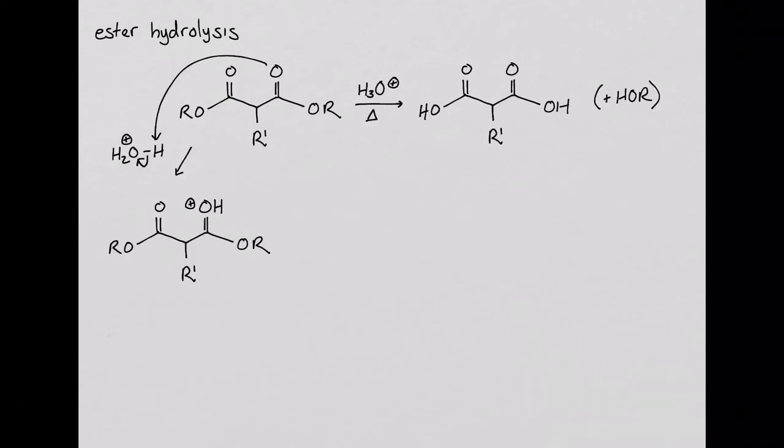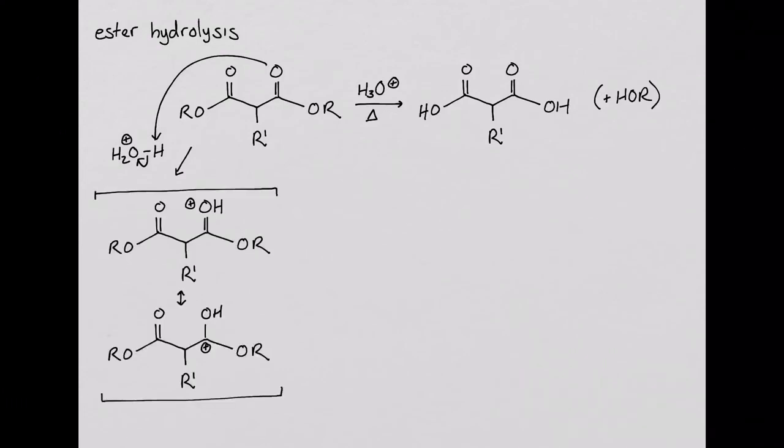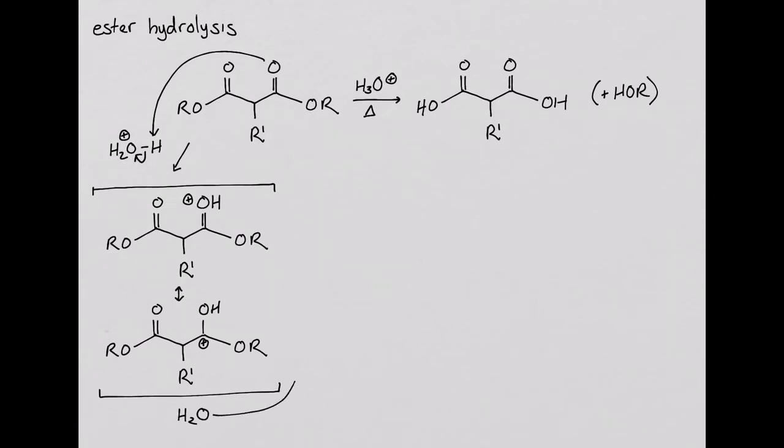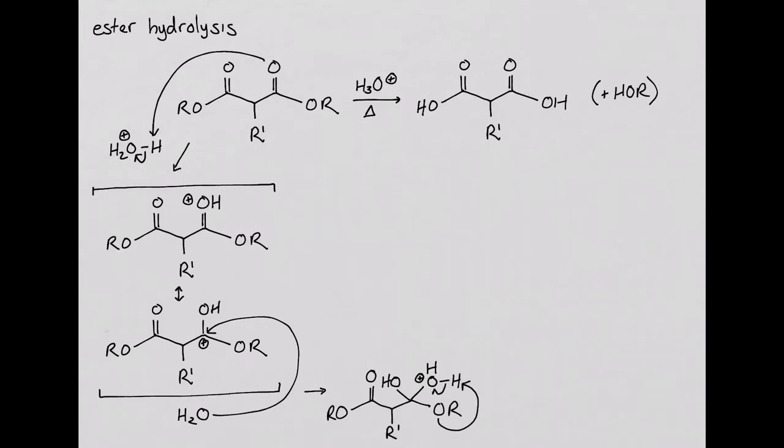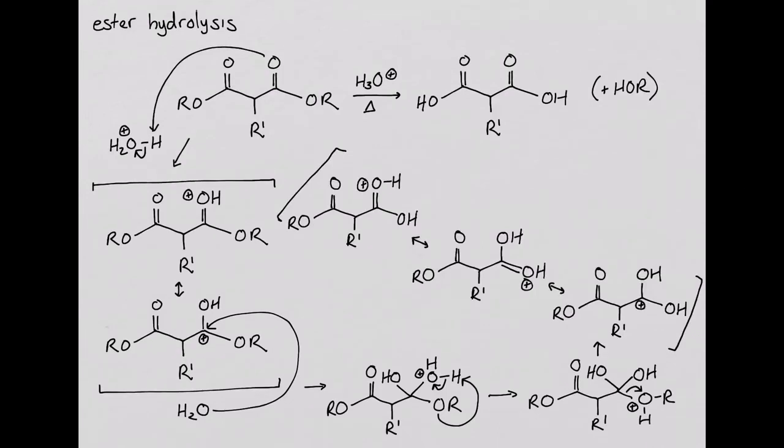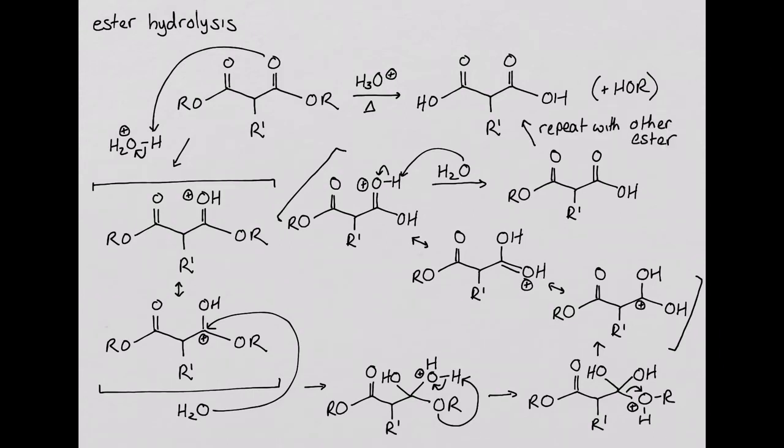The protonated ester is resonance stabilized. Next, water attacks to produce the tetrahedral intermediate. Proton transfer turns the alcohol into a good leaving group. The leaving group leaves, producing a resonance-stabilized carbocation. Finally, water deprotonates to produce the neutral carboxylic acid. This mechanism is then repeated with the second ester to produce the substituted malonic acid.